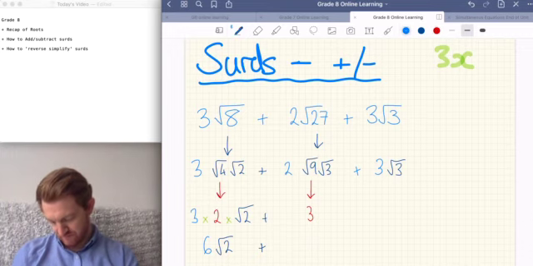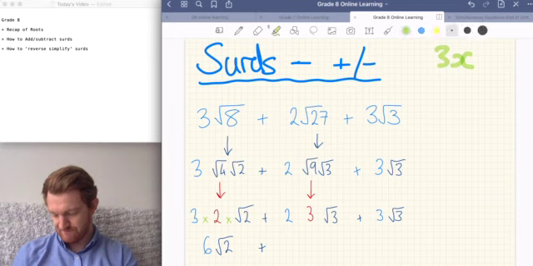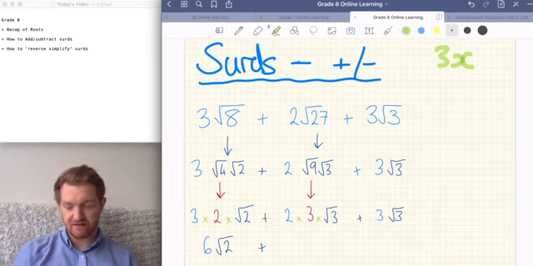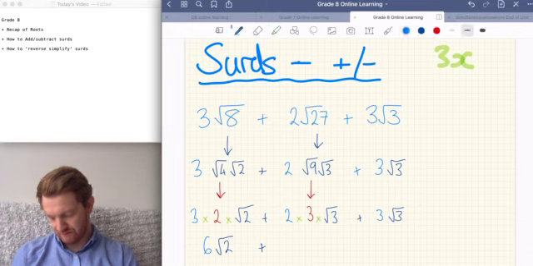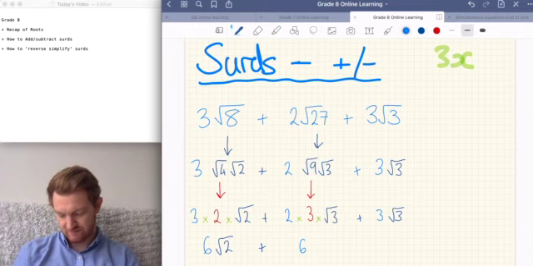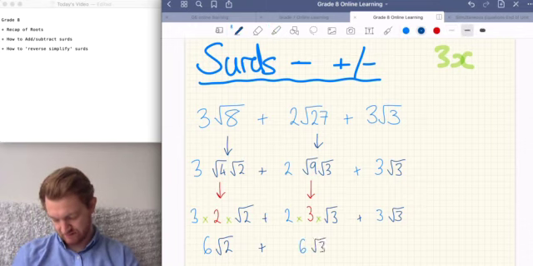We've got the 2 here, we've still got that root 3. And then we've got the root 3 here, and 3 of them here. Again, we end up with that 2 and a 3. We can times them together, and that will give us 6 root 3s. And then we've got 3 root 3s here.